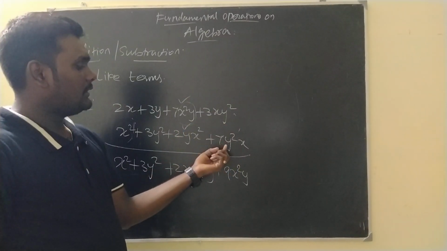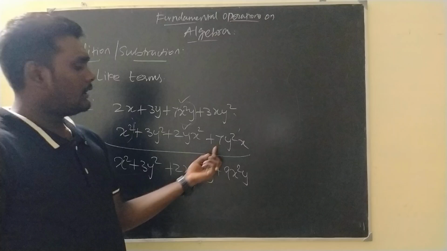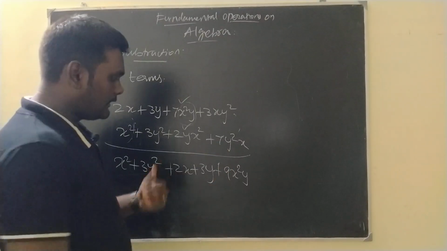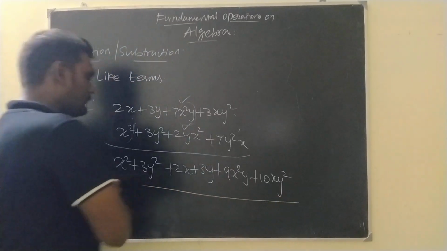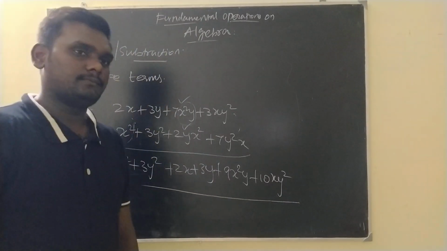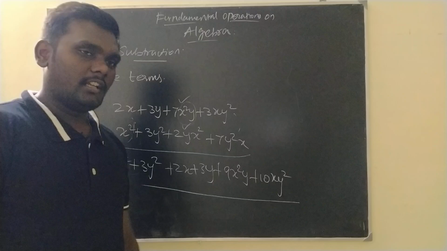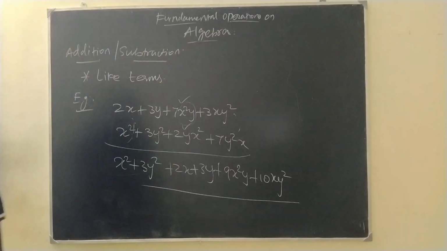3xy square plus 7xy square, then that is 10xy square. That is how we should add two algebraic expressions. Any doubts in this? Do you have any doubts?